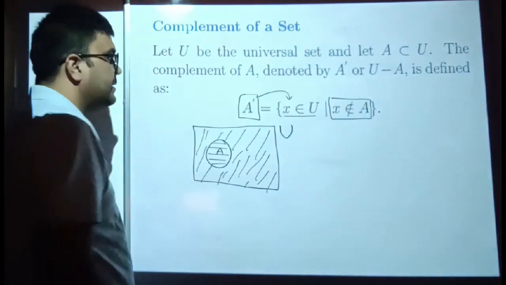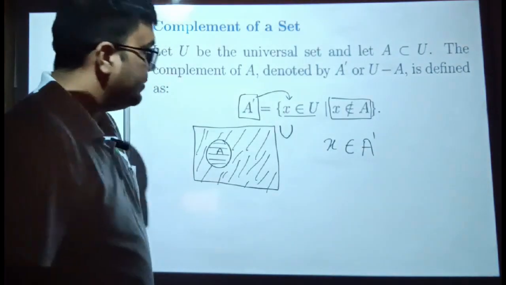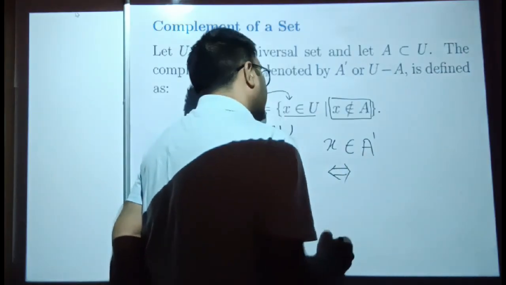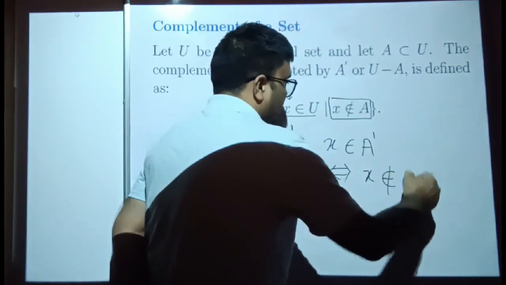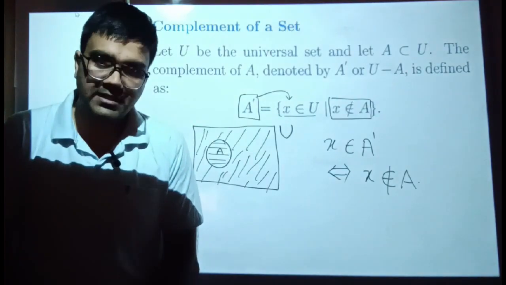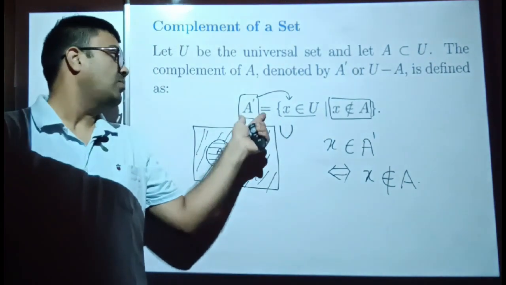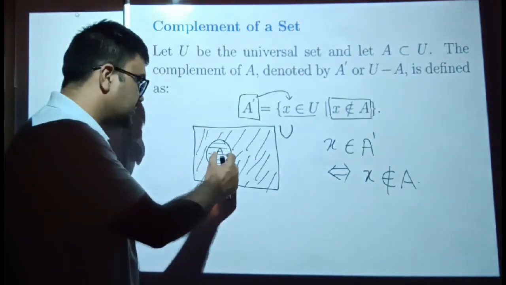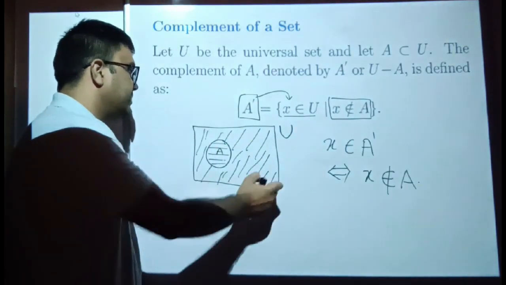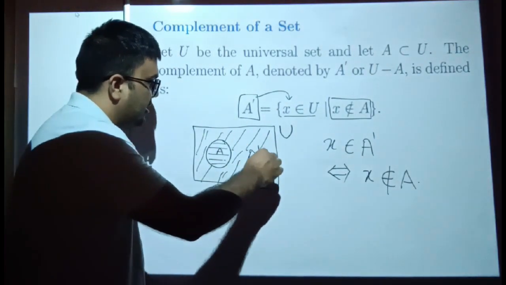So an element x belongs to A complement if and only if x does not belong to A. We are talking about all those elements of the universal set which are not elements of the given set A. They are the elements of the complement of A. This region inside represents the elements of the set A, and this region represents the elements of U. So the region of U which is not part of A is A complement.